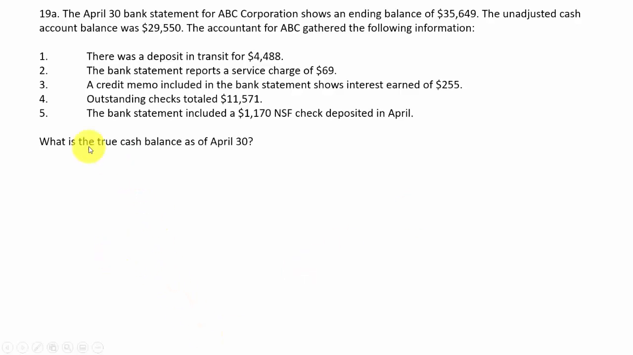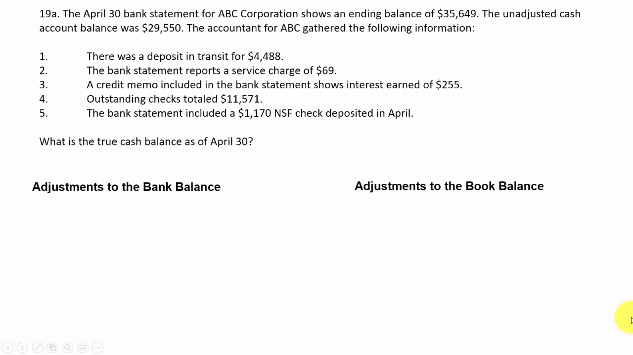They want to know what is the true cash balance as of April the 30th. So, bank side, book side. Let's go down through these transactions and see if we can come up with the true cash balance. We start off with an unadjusted bank balance. By the way, we're doing this for April 30th, so keep in mind that all this information is for the true cash balance as of April 30th. The ABC Corporation bank statement shows 35,649 as the unadjusted bank balance. So start with that on the bank side. The unadjusted cash balance on the books is 29,550.